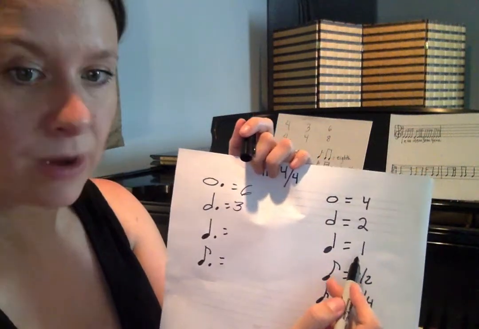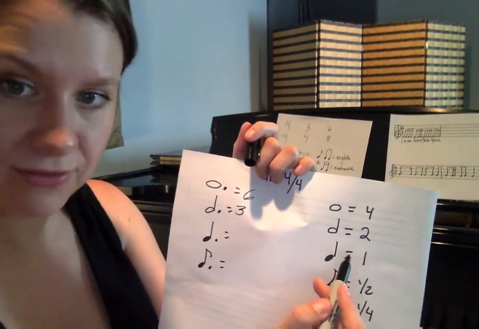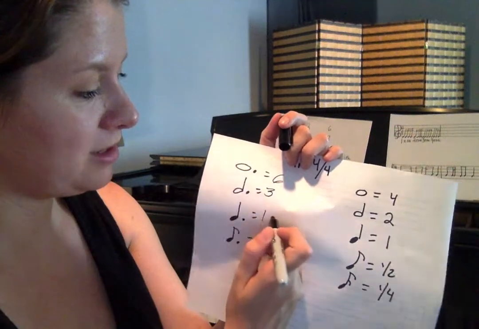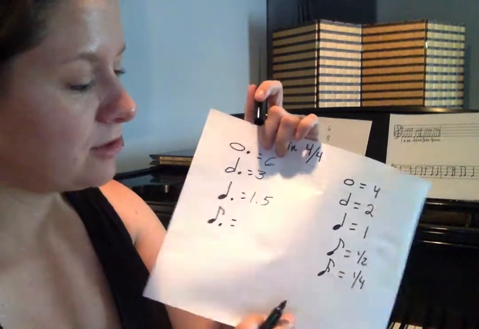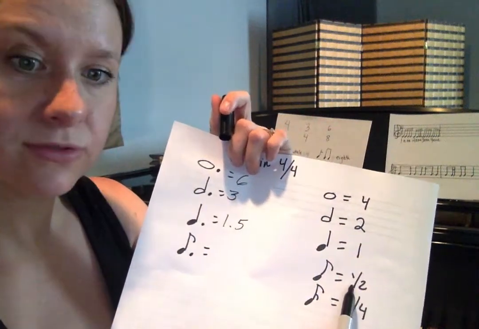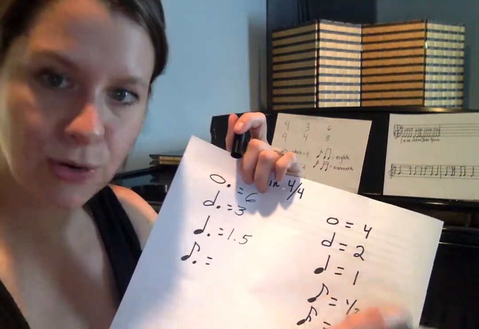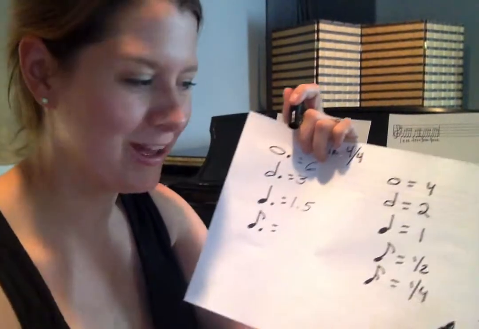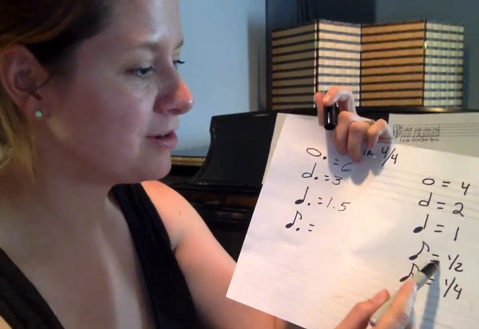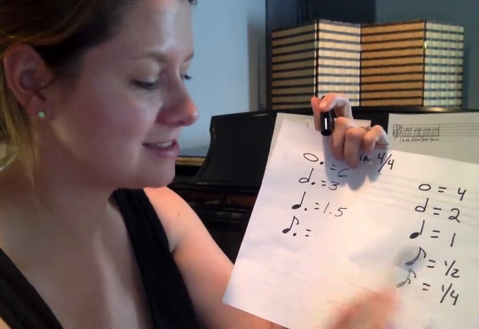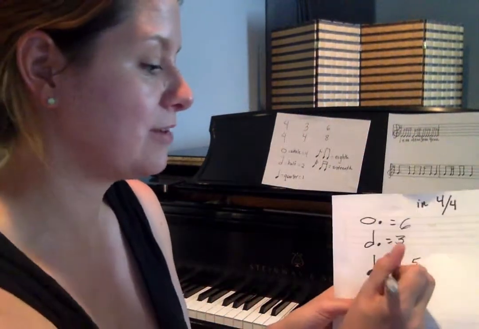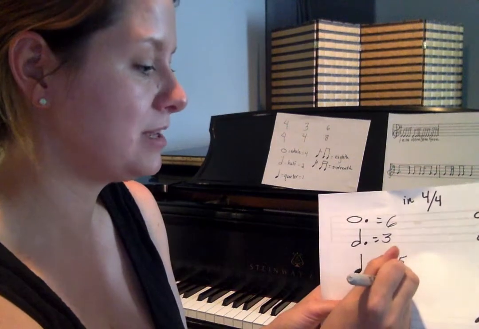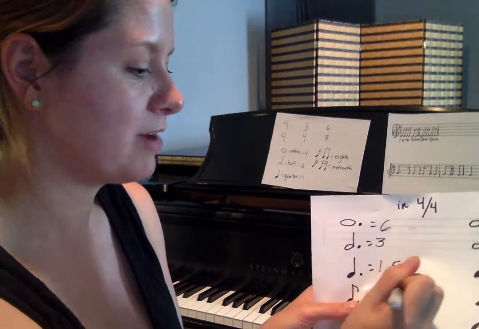Quarter note is worth 1. Half of 1 is a half. So this is worth 1 and a half beats. An eighth note is worth a half. Half of a half is a quarter. Think of baking if you do that. So a quarter plus a half is 3/4. Now that seems really confusing, right? Something that's worth 3/4 of a beat, or I could write it as 0.75.